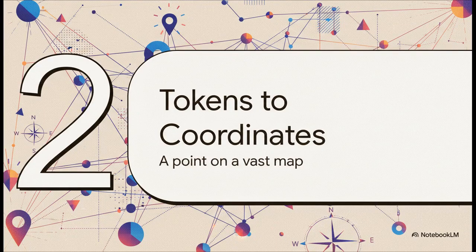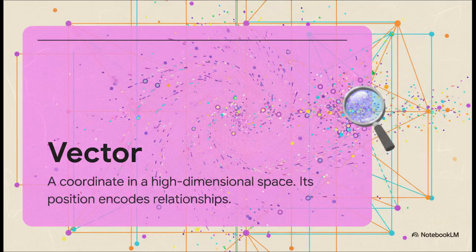Now this is where it gets really cool. A token doesn't just stay a simple piece or a number. The system does something incredible. It transforms each token into a coordinate. I want you to picture it like placing a single pin on a massive, unbelievably complex, multidimensional map. The technical name for this coordinate is a vector, but don't let that word intimidate you. All it is, is a point on a map. And what's so important is not the point itself, but where it's located in relation to all the other points. Its position, that's what holds all the meaning.